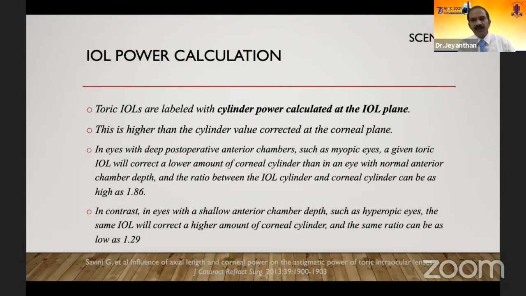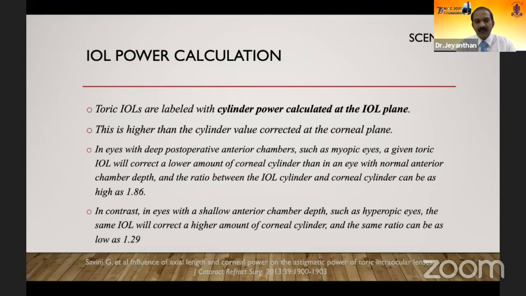The second scenario would be the IOL power calculation. Toric IOLs are labeled with the cylinder power calculated at the IOL plane. What we calculate is the cylinder power at the corneal plane, and the calculators will give a cylinder power at the IOL plane. This will always be higher than the cylinder at the corneal plane, but this cannot be a fixed ratio. For example, in an eye with a deep postoperative anterior chamber, such as a myopic eye, the given toric IOL will correct a lower amount of corneal cylinder than if it is placed in a normal anterior chamber depth. So the ratio has to be slightly higher than expected.